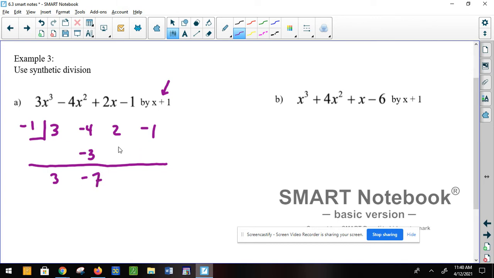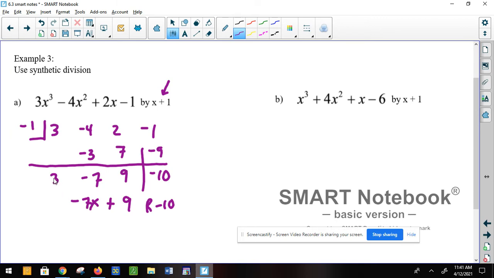Negative 1 times negative 7 is 7. Add down, you get 9. Negative 1 times 9 is negative 9. You add down, you get negative 10. This is your answer. It's just a matter of putting it back together now. I like to draw a line here because that number there, that last number is your remainder. So we're going to write from right to left. It's kind of weird. That number is your constant, so I'm just going to write a 9. It's positive, so it'd be a plus. That negative 7 represents your linear term, so it's negative minus 7x.